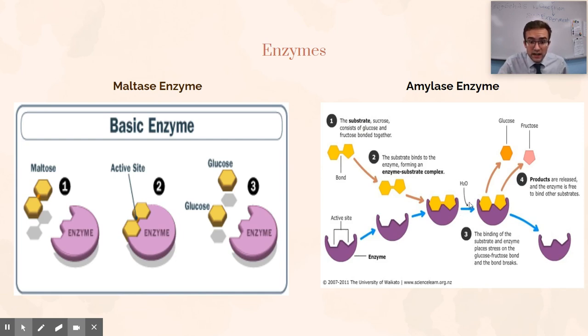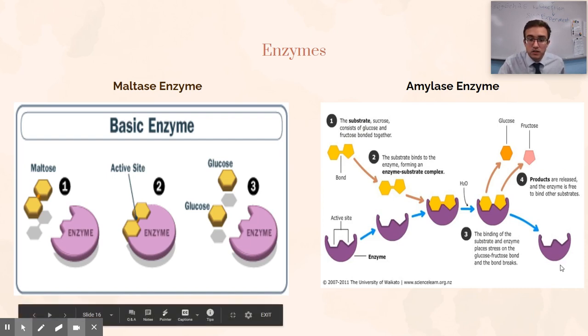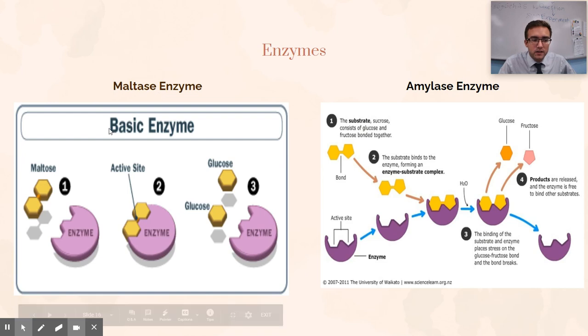It runs through hydrolysis here, and then the products that are released are glucose and fructose. The enzyme then floats away to go do something else or do it again. One of the key things to realize here is the names matter. So maltose is the sugar. The enzyme that breaks down maltose is called maltase, ASE ending.